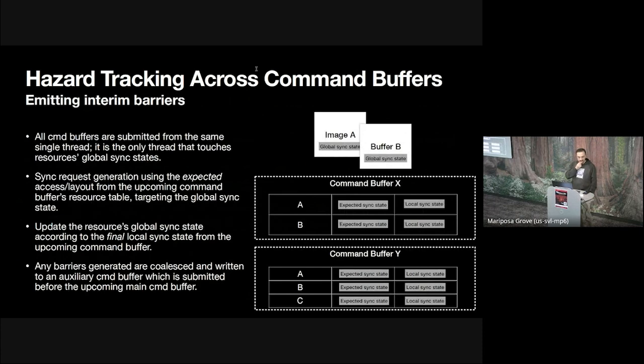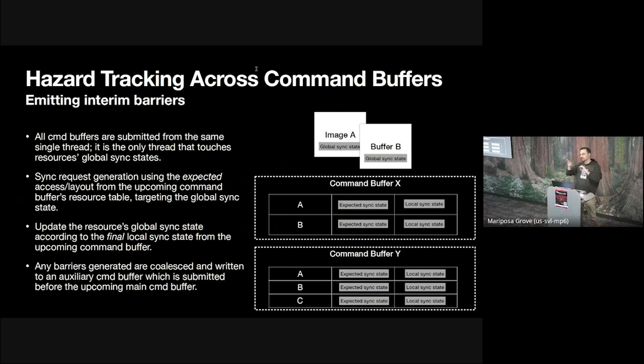So, hazard tracking across command buffers. I already kind of covered this in the beginning of the talk, and I would be repeating myself mostly here, but I do still want to mention one subtlety, which is related to updating the global synchronization state of the participating resources after you submit a command buffer. So let's say you submitted a command buffer, and now you need to update the global synchronization states of all the resources that participate in it. We can't just copy over the last known instance of the local synchronization state, because there might have been some previous writes.